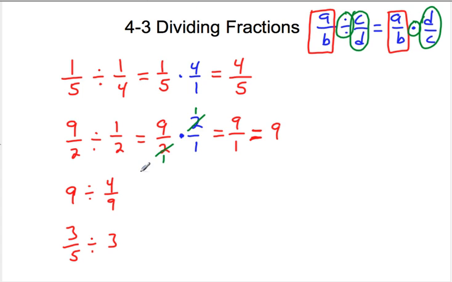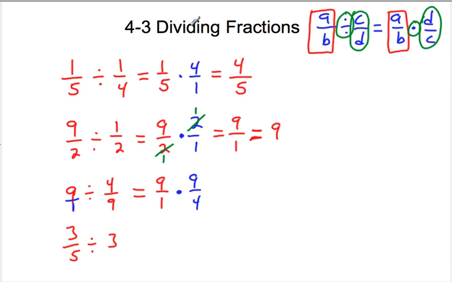Now let's try another example. In this case, we have this 9 divided by 4/9. It starts out as a whole number. Any whole number can be turned into a fraction quite easily by just putting it over 1. So 9 is the same as 9 over 1. And so when we go to make our new fraction, it's just 9 over 1. We change that division to multiplication, and then we change this to 9 over 4.